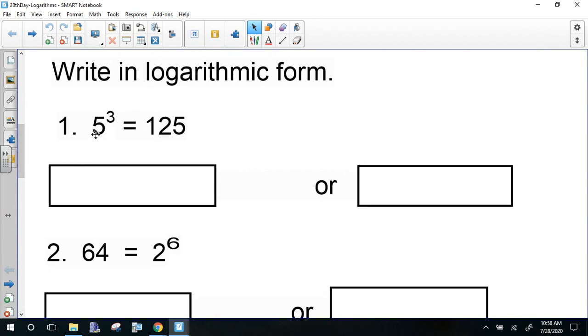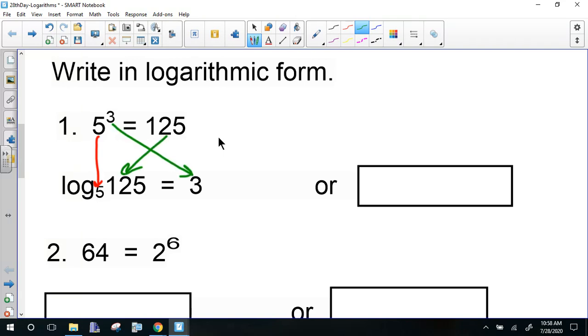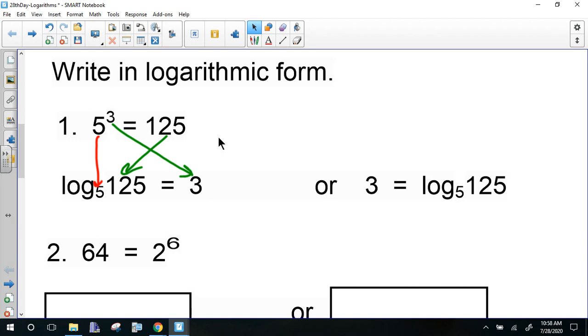The base in this exponential function is 5. The exponent is 3, or the y. Here's our x and our y. Here's our base. If we switch them, we're going to do log base 5, and we're going to switch the other two numbers. The 125 comes here, and the 3 comes here. So we keep the same base, and we switch the other two numbers. Okay? If you want, you can switch it and write it the other way. Either one's fine. I prefer to start with the log.